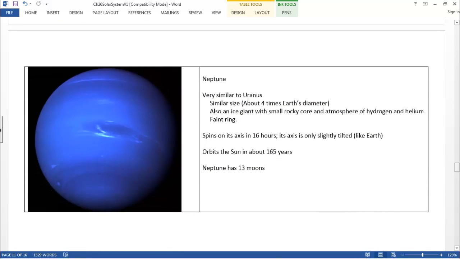Neptune is the last of the Jovian planets. It's similar in size to Uranus, also an ice giant. It spins normally. The North Pole is tilted a little bit, just like Earth's north and south pole. It's got about 13 moons. And that's the other thing I forgot to mention. All the Jovian planets, Jupiter, Saturn, Uranus, Neptune, they have lots and lots of moons.